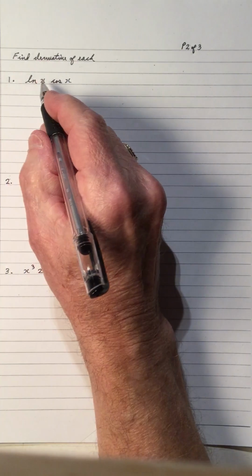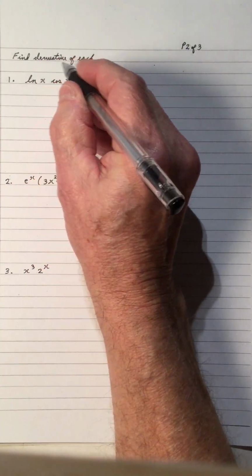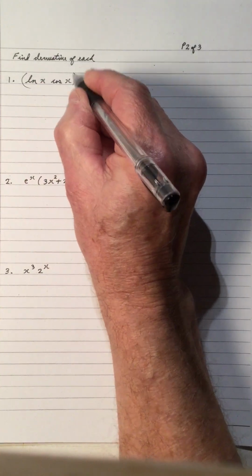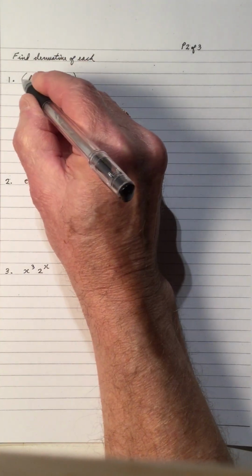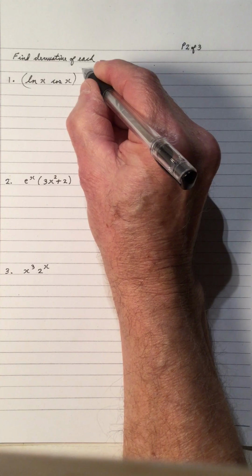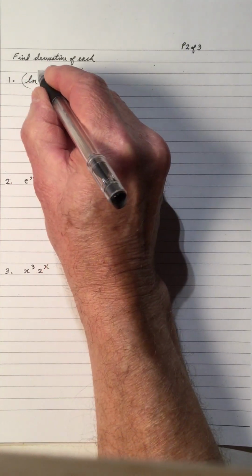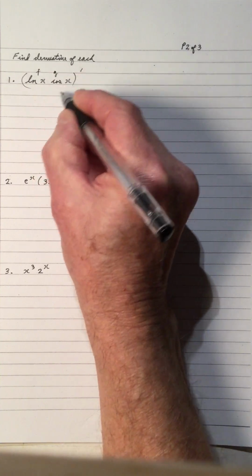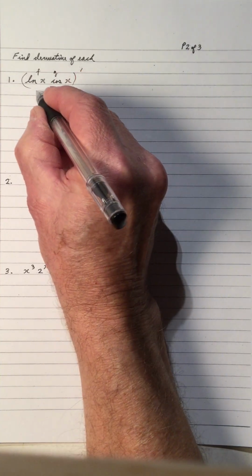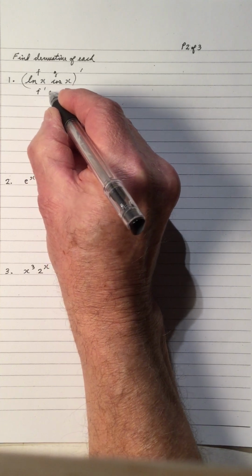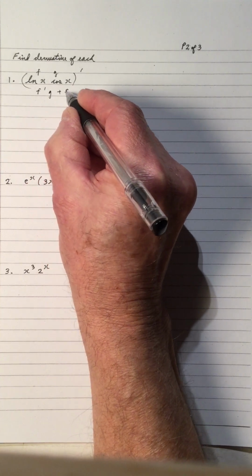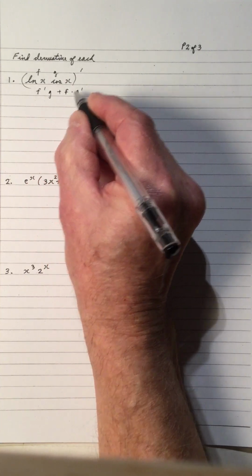Again, you have ln x times cos x. So find the derivative of this. That's the same as putting the prime here or putting d dx here. So this is the f and this is the g. So the derivative of that is f prime times g, add on f times g prime.